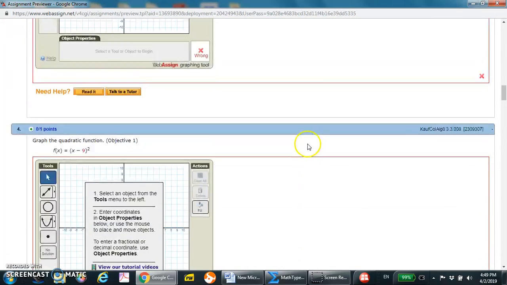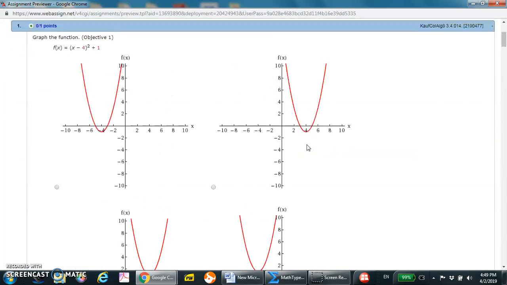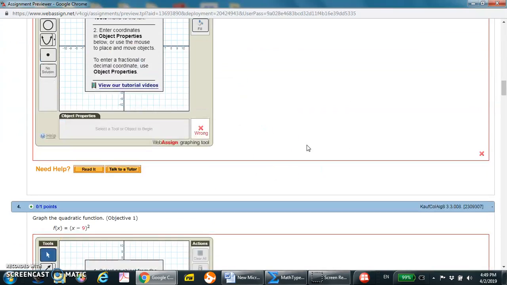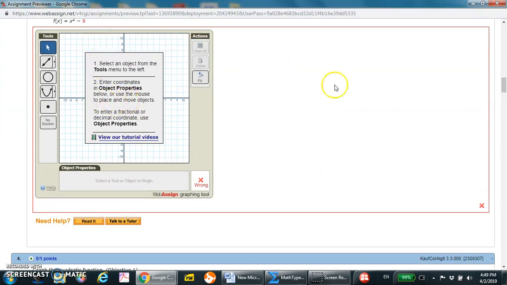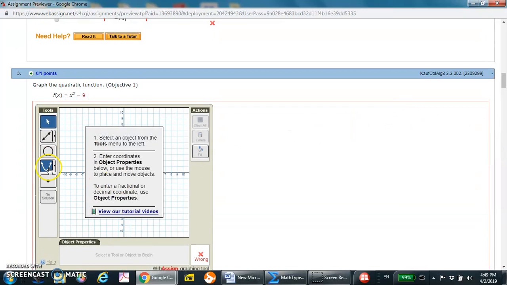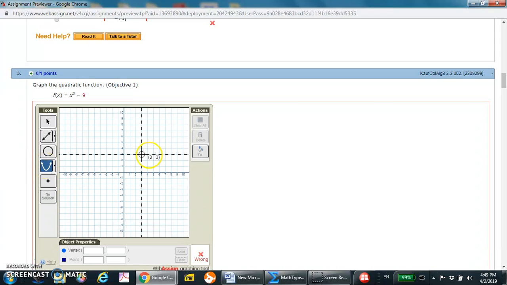Okay, so next, I will show you how to graph the quadratic function on WebAssign. Let me start using this example. So first, we're gonna pick up this tool, which we use to graph a parabola. Now, if we graph a quadratic function by hand, we may need to use a couple of points. But when we graph the function on WebAssign, we only need 2 points. See here? And one of them has to be a vertex. So first, we need to determine what is the vertex of this function.